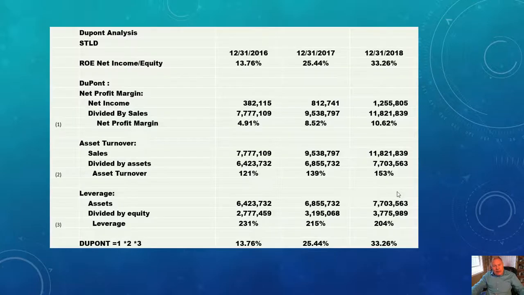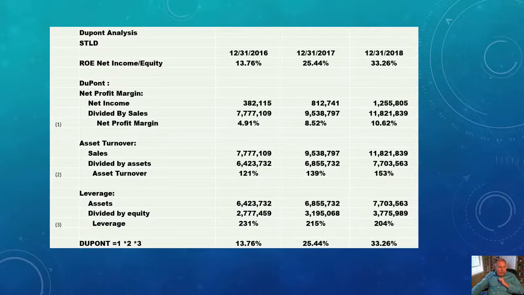Here's an example on STLD, where it looks like they have a very healthy, right here, you can see 1376 return on equity, 2533. So we initially look at that and say, well, that's great. But what's driving that number? And when we come down, we see that 10.62, when we look at the net profit margin this year, we look at the asset turnover and the leverage, we come back. So we can see that a lot of the return is driven by the leverage and asset turnover.